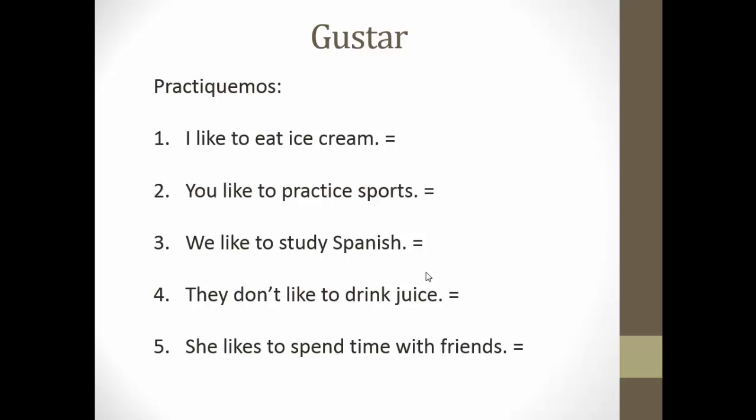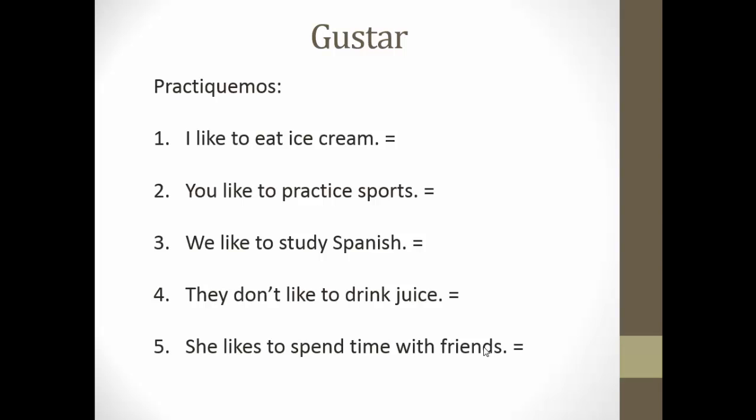Okay, we like to study Spanish. You can either say, a nosotros nos gusta estudiar español, or you can say, nos gusta estudiar español. Either of those is correct. Let's look at número cuatro. They don't like to drink juice. Now be careful, this one's a negative, and you have to know where the no goes. Remember, the no goes before the GUSTAR pronoun. The GUSTAR pronouns are me, te, le, nos, and les. So pause the video, see if you can figure out number 4, and then when you play it again, I'll go through it with you.